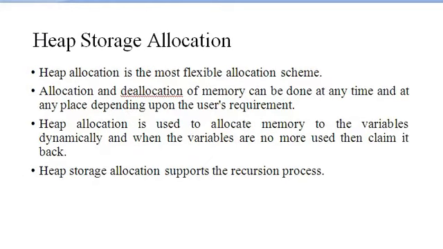Next, heap storage allocation. Heap allocation is the most flexible allocation scheme because allocation and deallocation of memory can be done at any time and at any place depending upon the user's requirement. So heap allocation is used to allocate memory to variables dynamically, and when the variables are no more used, then claim it back. So you can use heap allocation. So heap storage allocation supports the recursion process. In heap allocation, some data are used, then after some memories are empty. So you can get some empty blocks in between some data elements.